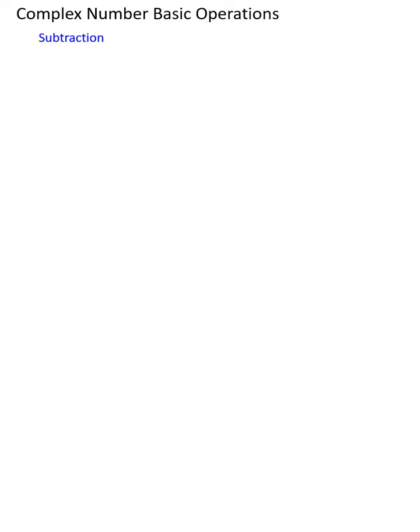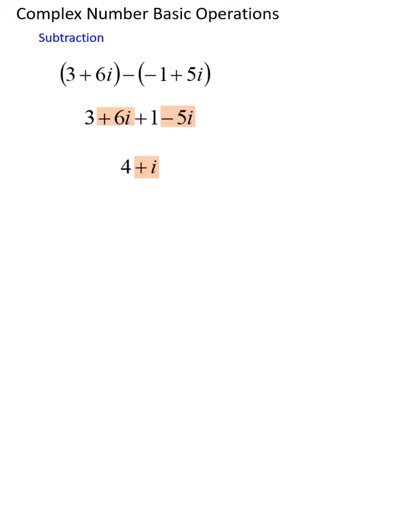Subtraction isn't much more difficult. In a subtraction problem of complex numbers, you have to essentially distribute the subtraction sign to the second complex number. Notice the boxes here. Once you've distributed the subtraction, you simply combine your real parts, combine your imaginary parts, and you're finished.